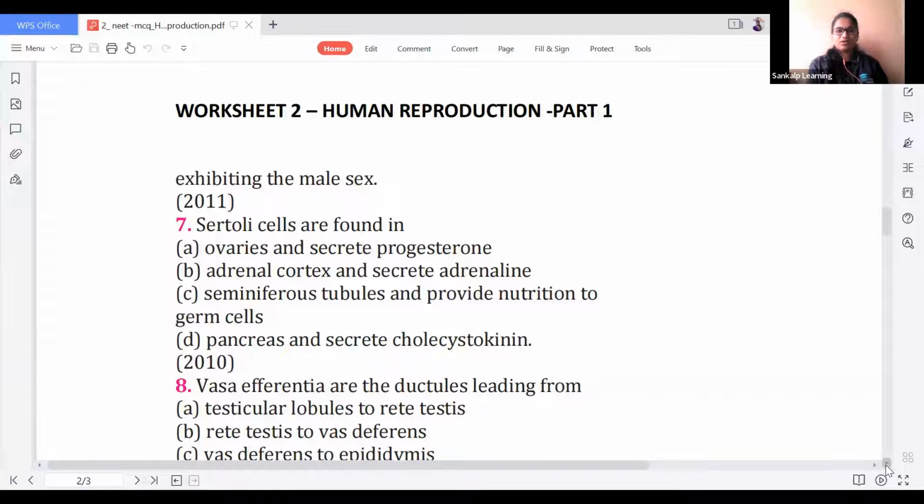Okay, I got a first message from Government PU College Tubagere. Very good, great going, and Raghavendra Yam. Option C, seminiferous tubule, and provide nutrition to the germ cell is a right answer. Good going. Eighth question goes like this.